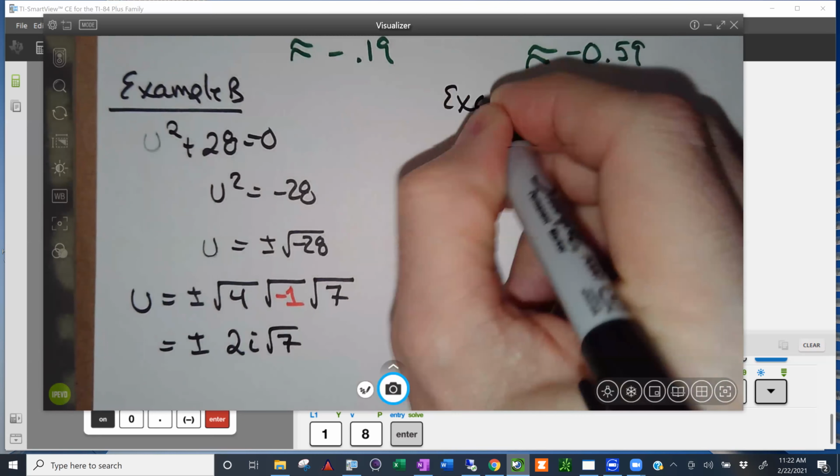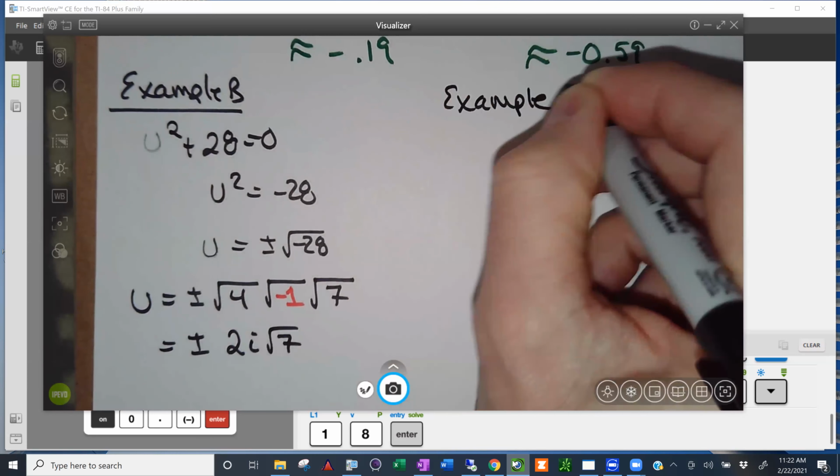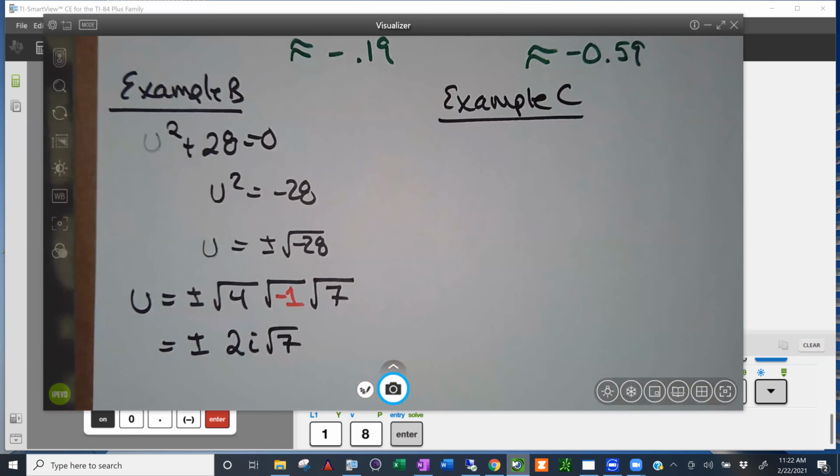Any comments on that? Something that maybe I glossed over a little bit too quickly, want some more help on? Okay, let's keep going.